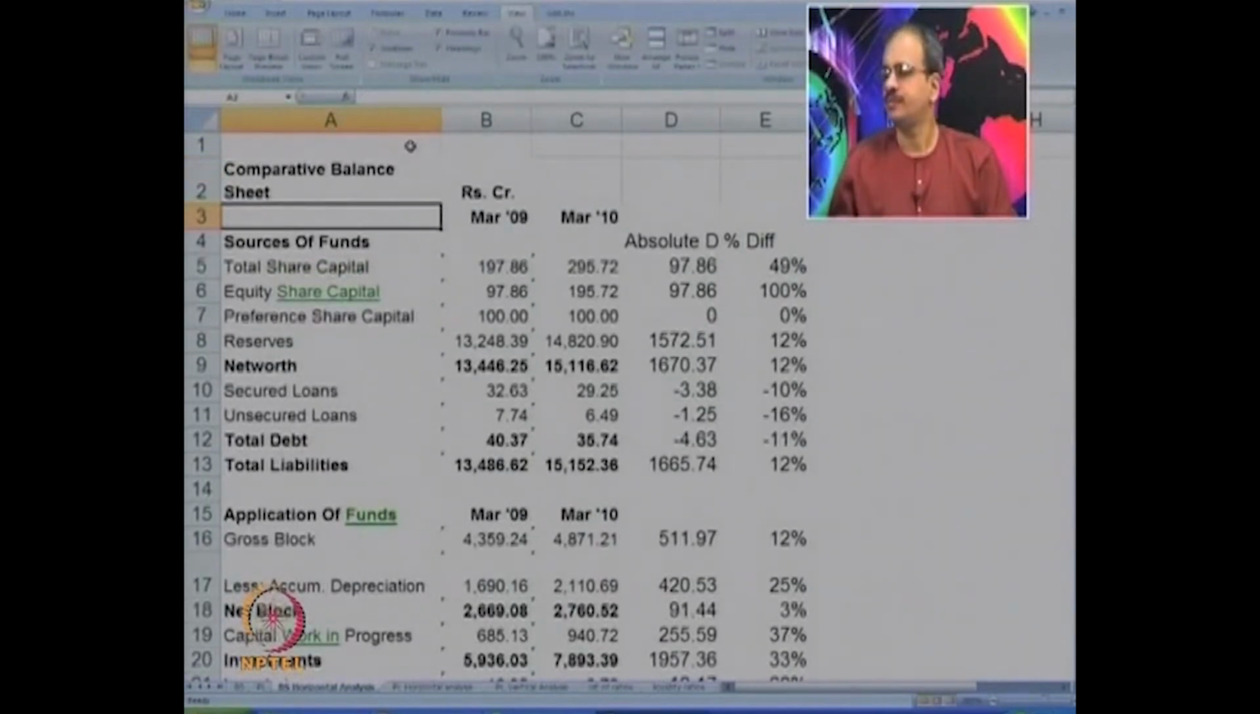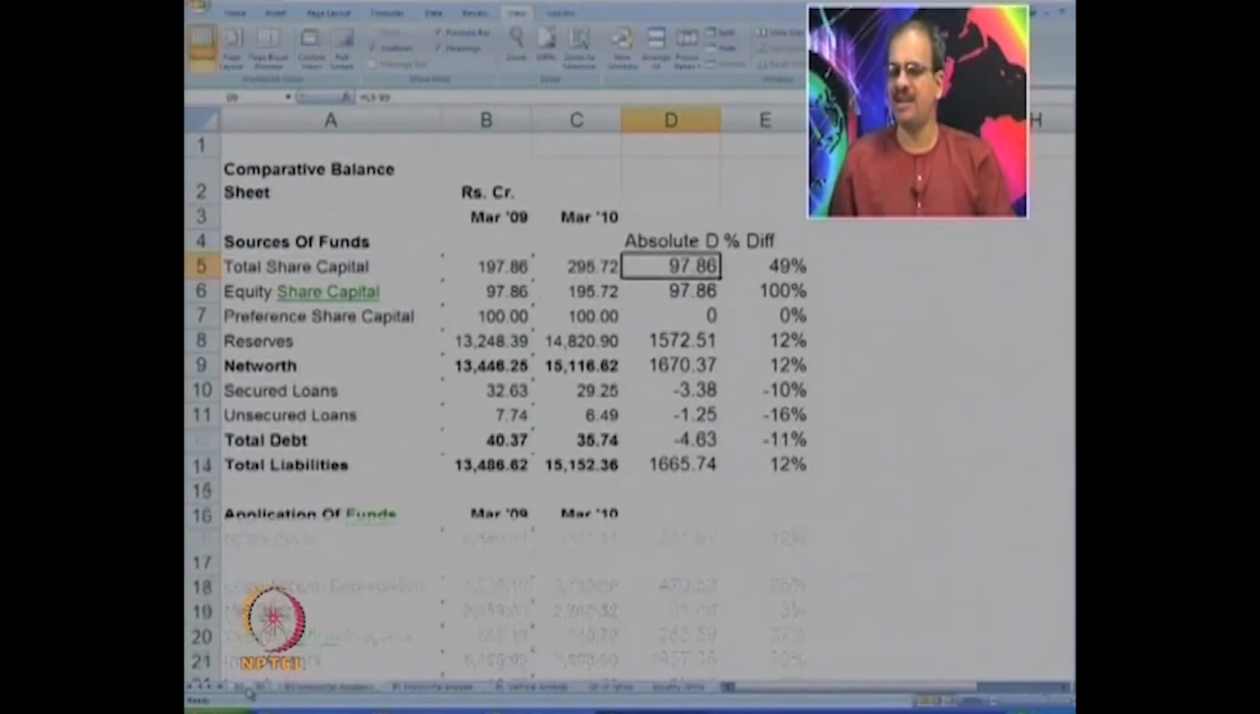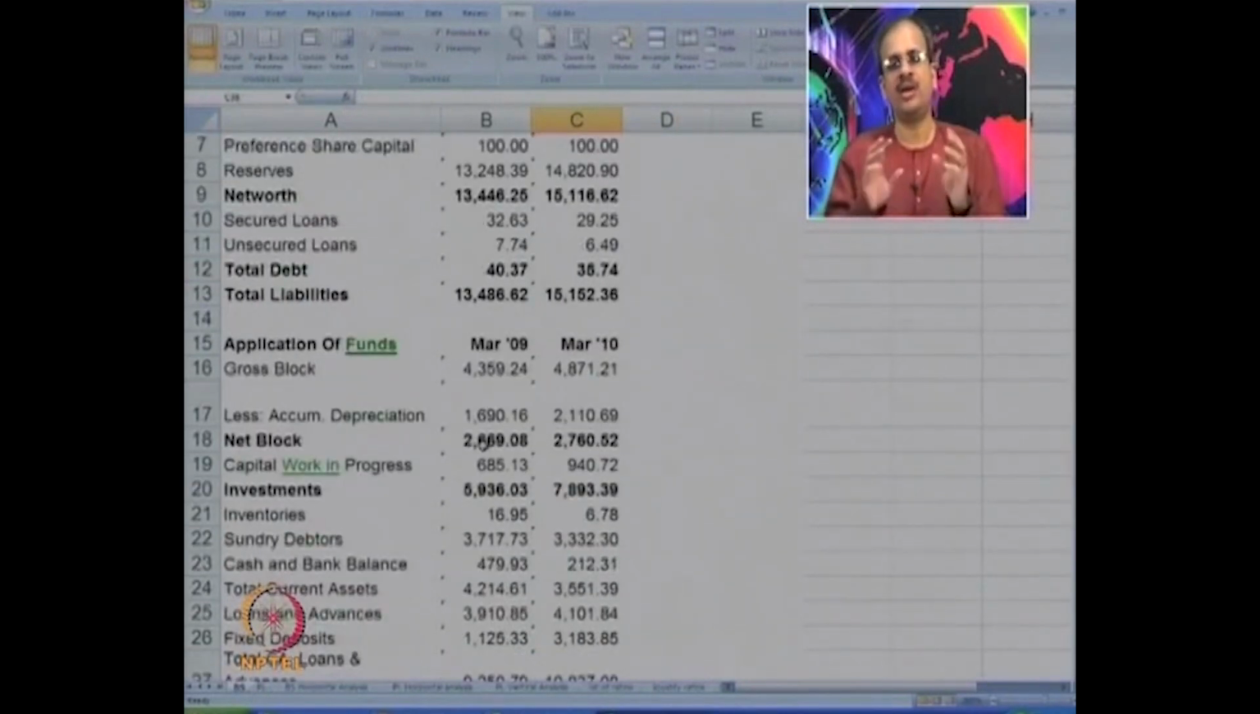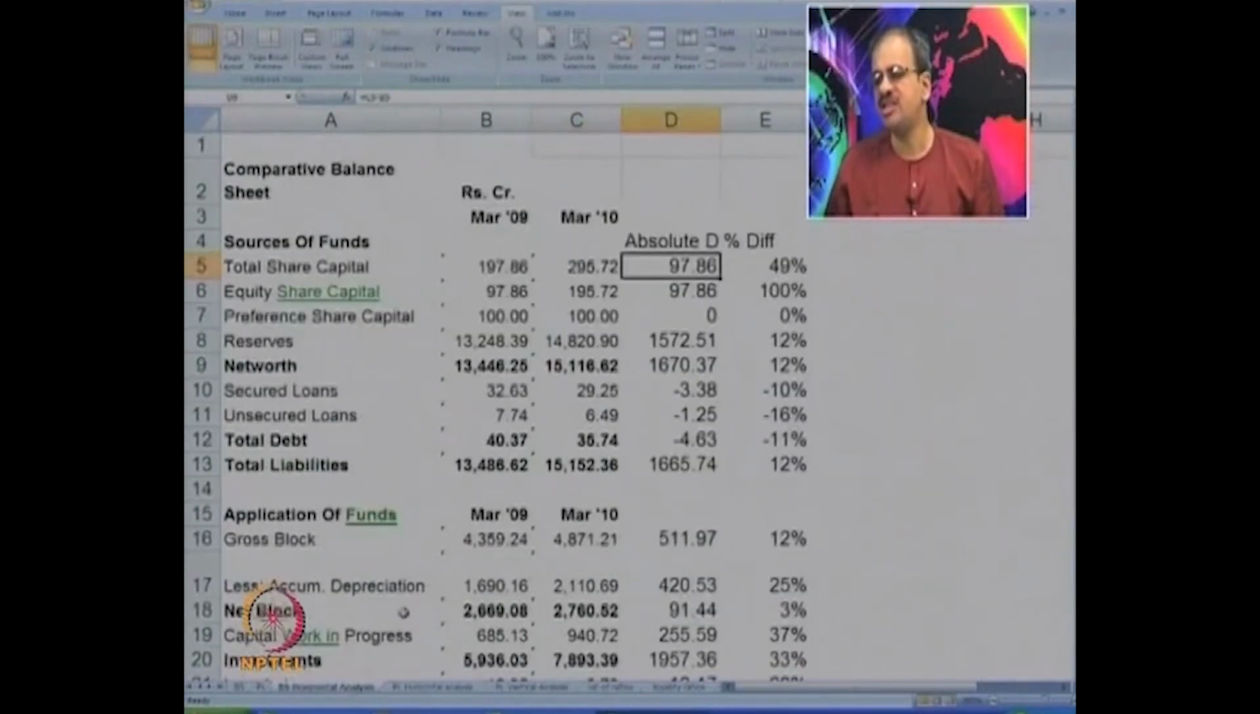Okay. Now look at each of these figures carefully. If you just look at the balance sheet, you may not understand exactly what are the items which are changing. This gives a better picture because now you understand which items have changed and how much the change contributes to. So what do you see? Have a look at each of these items. Equity share capital has increased by 100%. So it has doubled. There is no change in the preference capital. So total share capital has nearly a 50% increase.